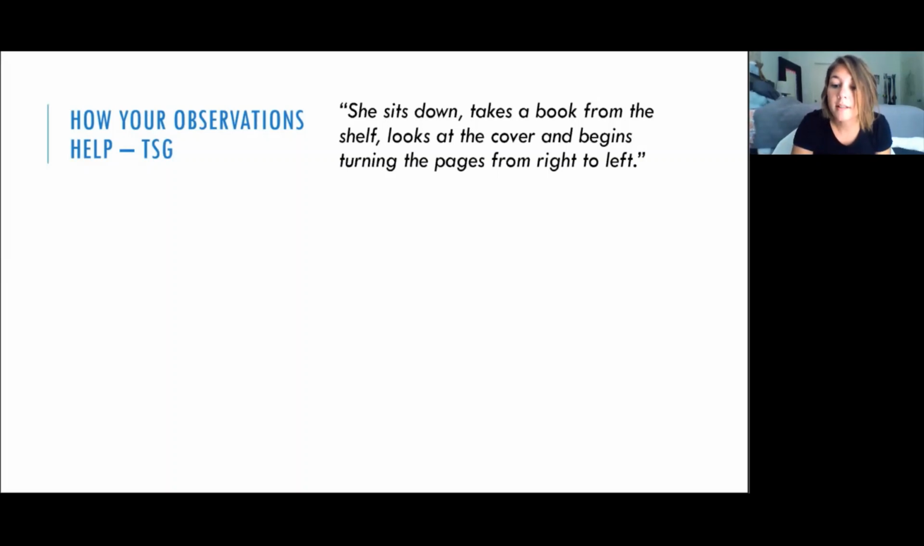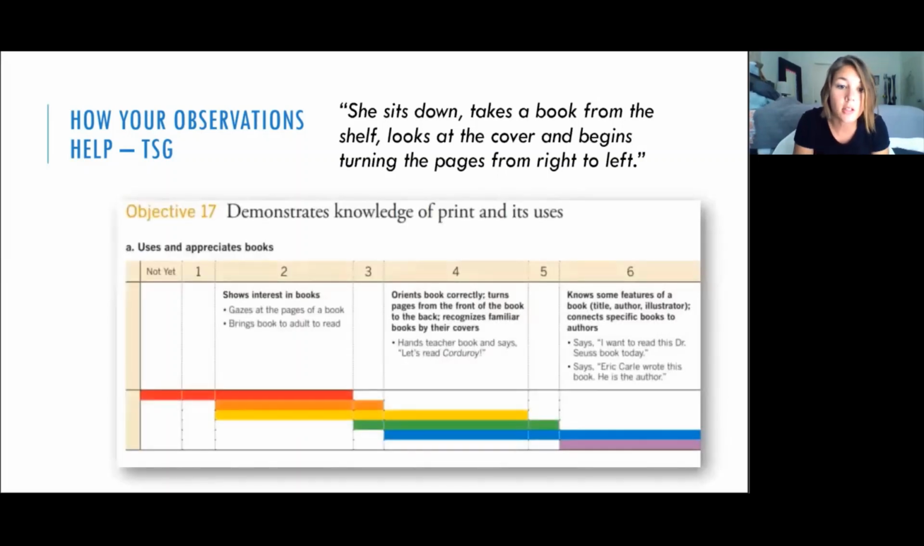So this is something that the lead teacher can use for the literacy category in TSGs. So the teacher will put the observation into Karen's TSG profile and will be able to score her under the level 4 progression based on her ability to turn the pages from the front of the book to the back. So it says under number 4, orients book correctly, turns pages from the front of the book to the back, recognizes familiar books by their covers. The teacher will be able to score Karen in that category.